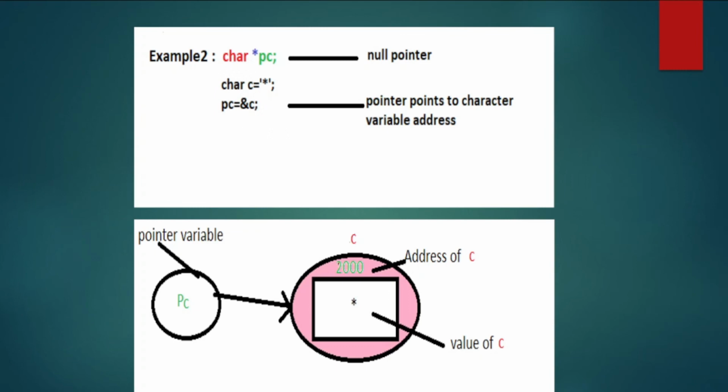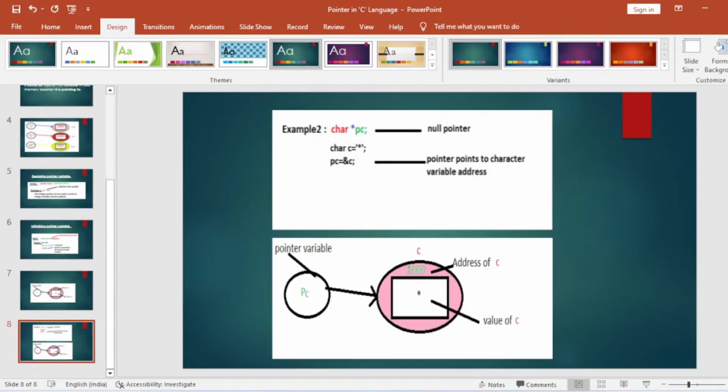So remember that. Now this is what the picture looks like. I have just randomly taken 2000 as the address of that character variable c, where our value star is stored, and our pc, the pointer, which is character type, is pointing towards the address of c, that is 2000 in this example. Now let us see the program.